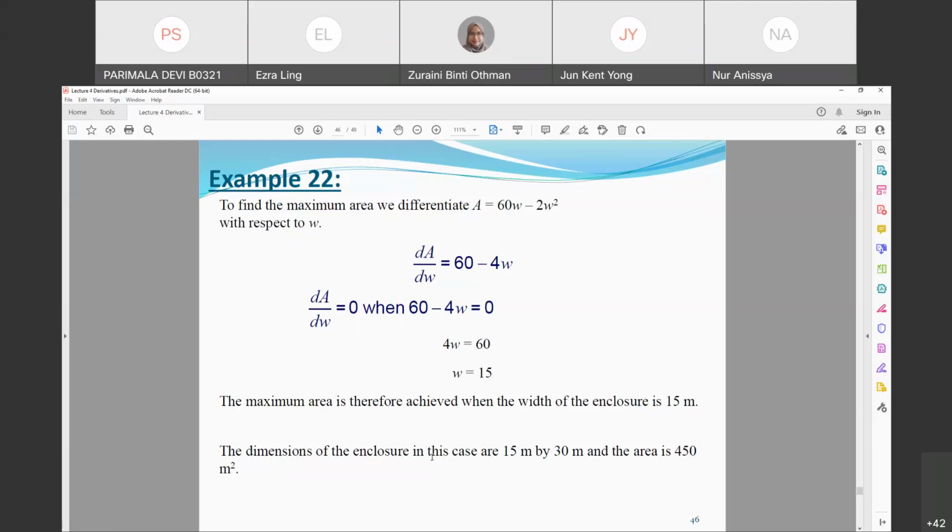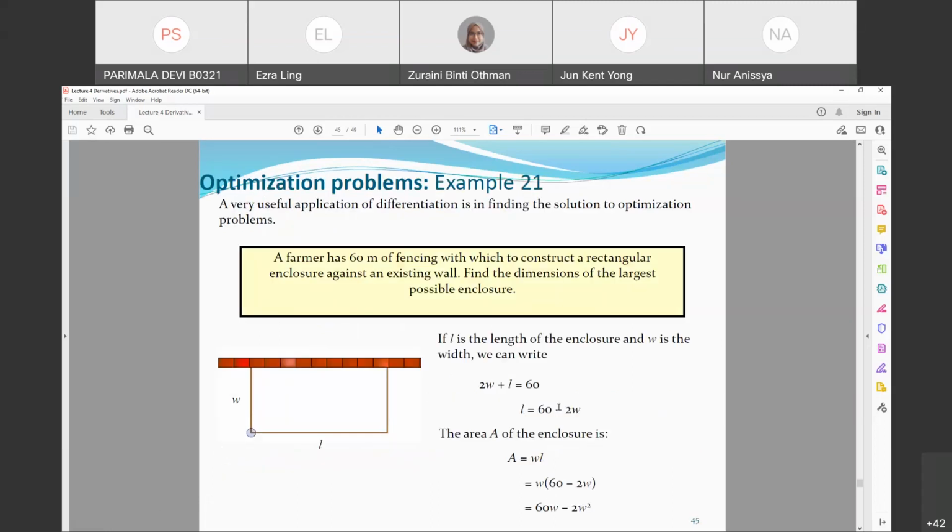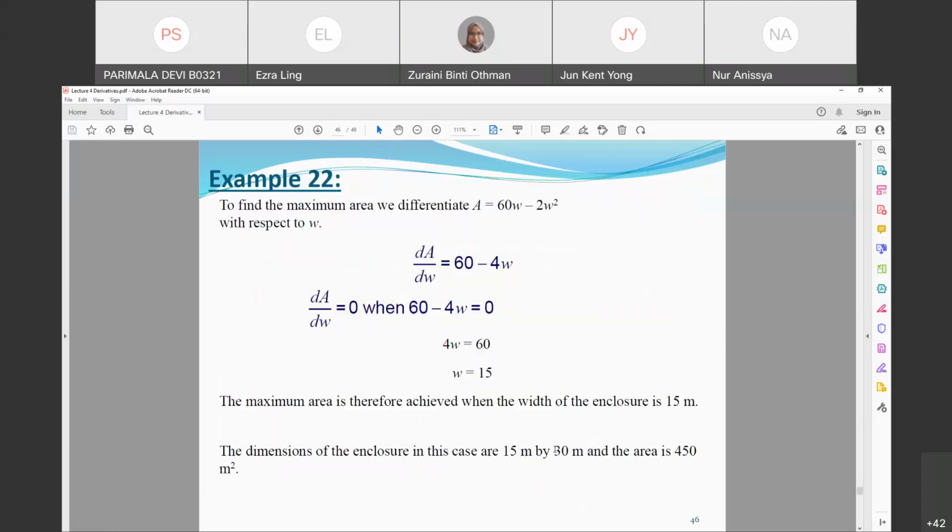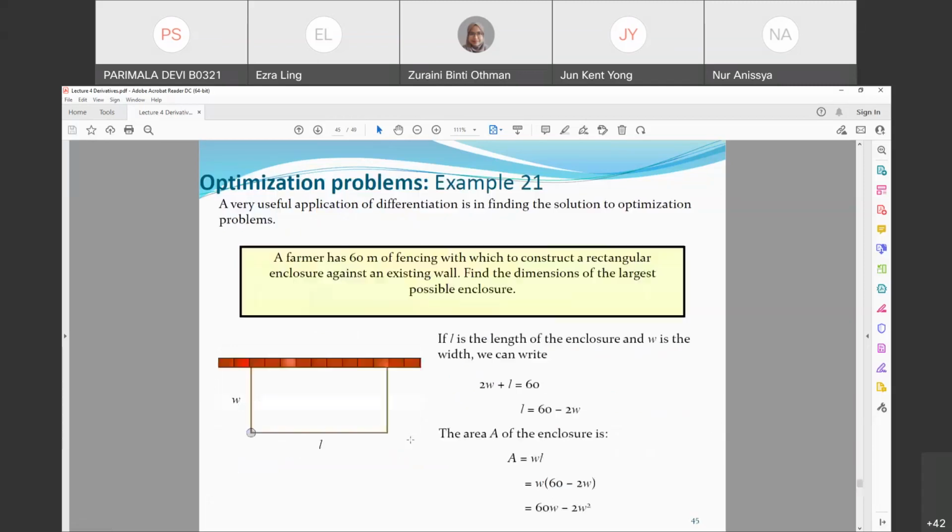So the dimension of enclosure in this case are 15 meter by 30 meter and the area is 450 meter square. Okay, because we know that our width is 15. Back to the equation here. Bila width 15, masukkanlah nilai L tu kat sini. Gantikan. So nanti kita dapat L tu ialah 30. So bolehlah cari dia punya area, 450. Okay, yang tu kalau boleh faham, insyaAllah faham kot.